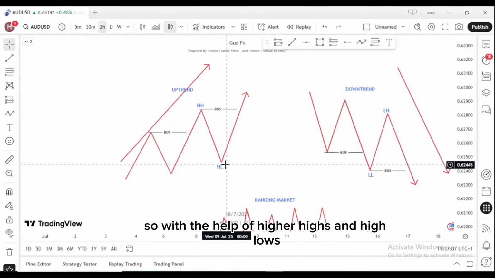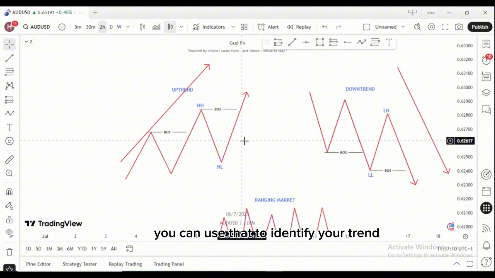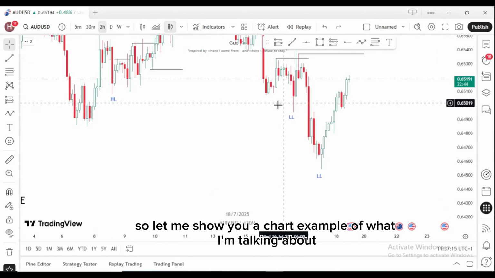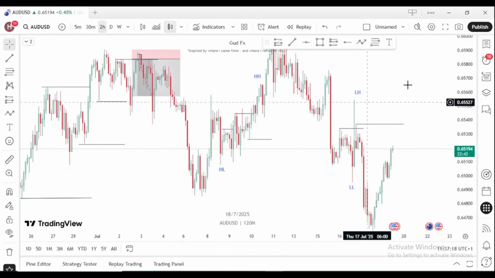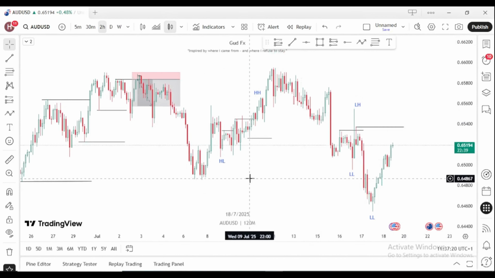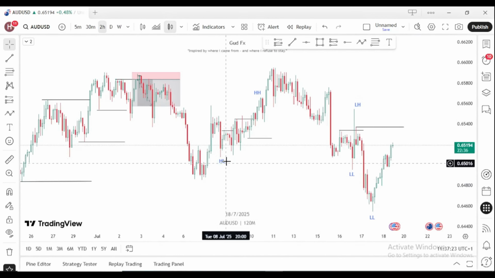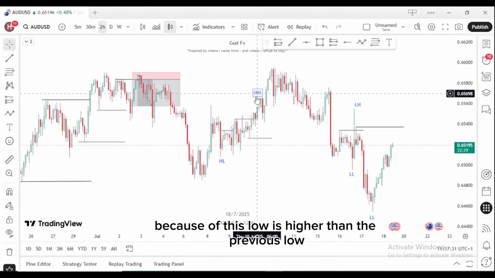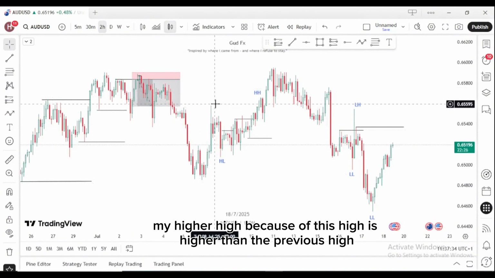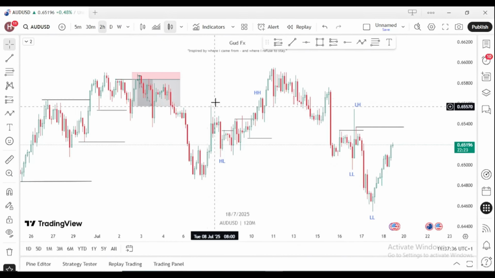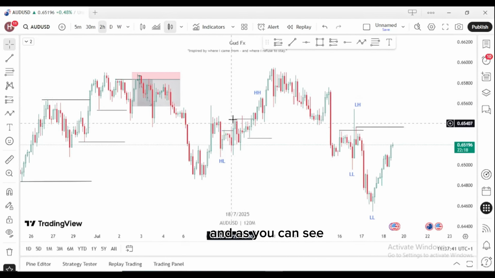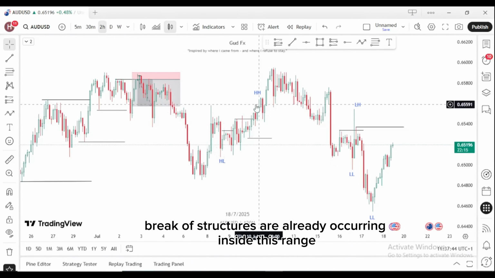So with the help of higher highs and higher lows, you can use that to identify your trend. So let me show you a chart example of what I'm talking about. So this is my chart. I call this place a higher low because this low is higher than the previous low, and here my higher high because this high is higher than the previous high, so I call this my higher high. And as you can see, break of structures are already occurring inside this range.